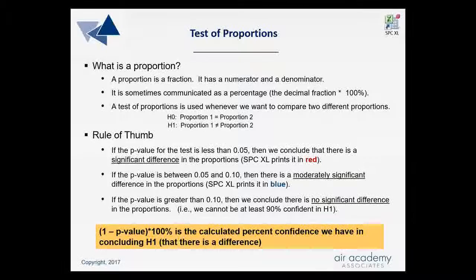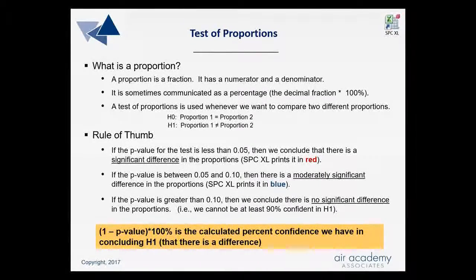A test of proportions is used whenever we want to compare two different proportions. The null hypothesis has equality. That is, the proportion in population 1 is the same as the proportion in population 2. The alternative hypothesis, H1, is they are not equal. And the question is, do we have enough evidence to conclude H1 or do we not?